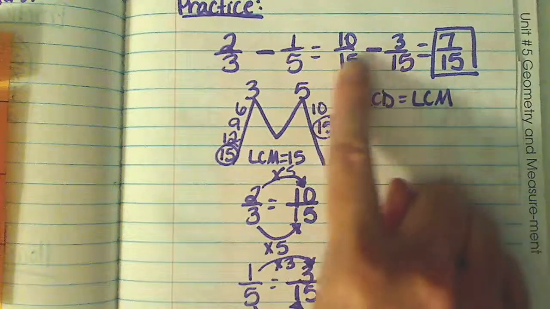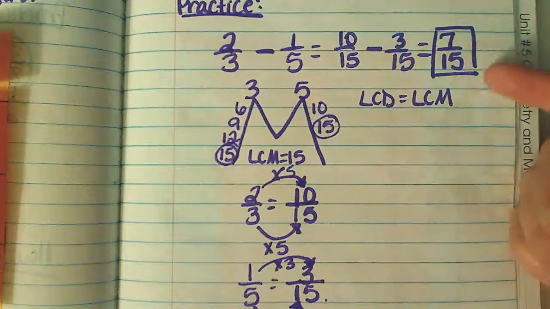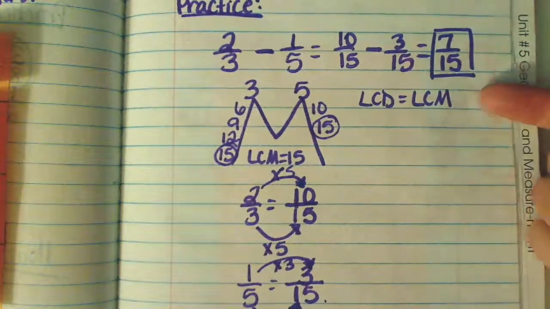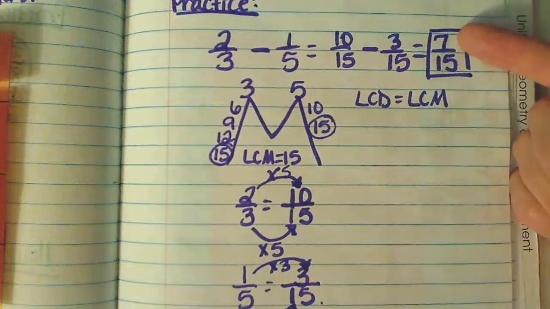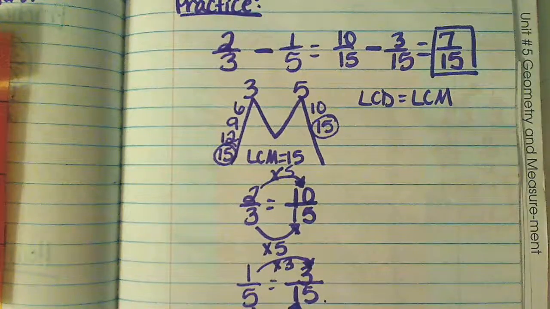Now that they have the same denominator, I can subtract them. 10 minus 3 is 7, 7/15. That answer is in its simplest form because 7 is a prime number and 15 is not a multiple of 7. So we know it's in its simplest form.